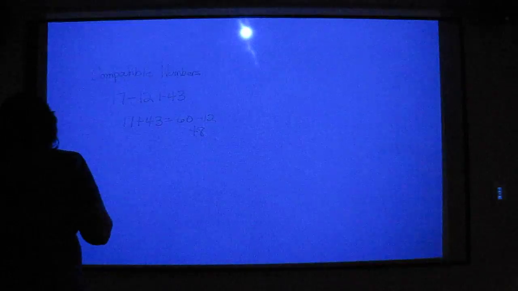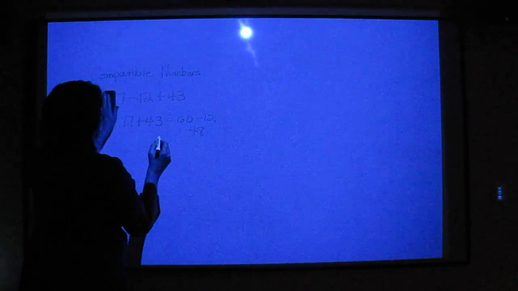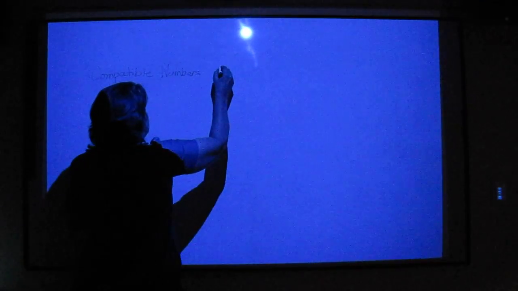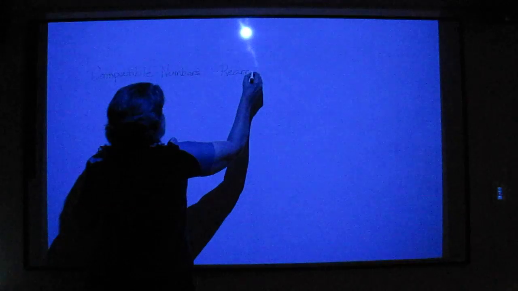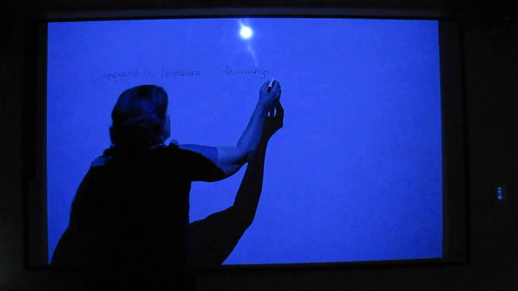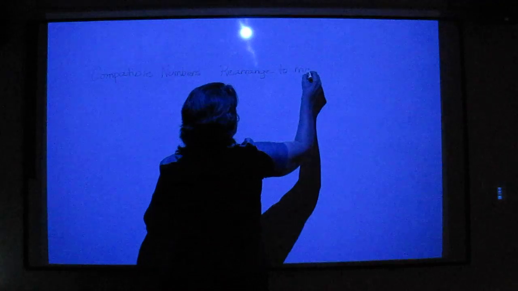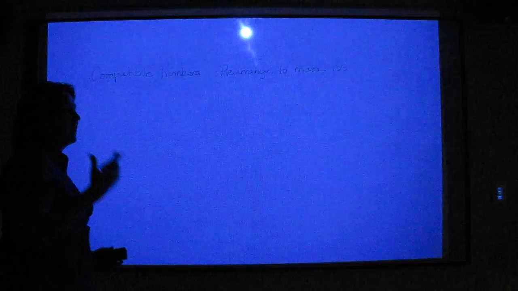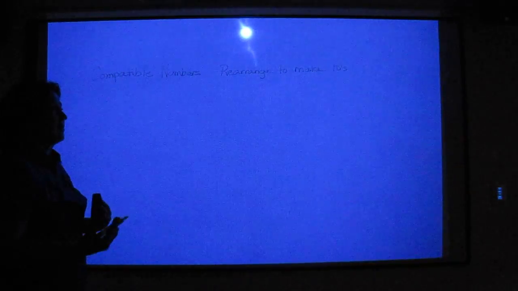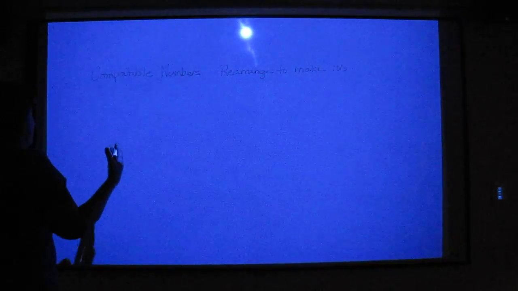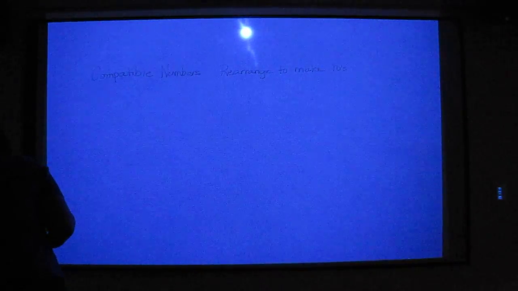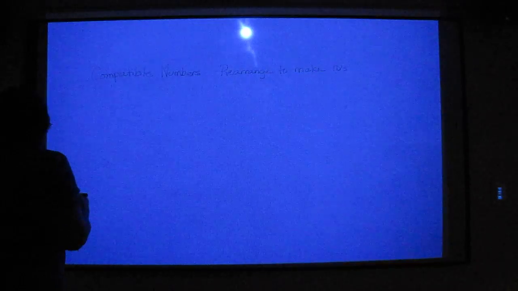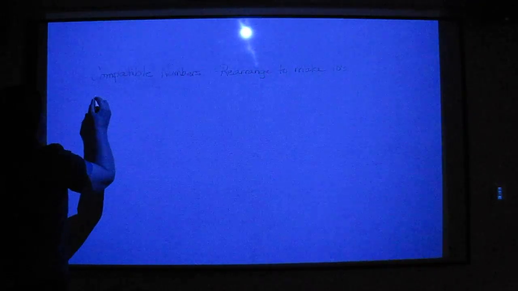Okay, so compatible numbers means rearrange to make a 10. A 10 meaning not 10, but any number that you can get to counting by 10. Anything 10, 20, 30, 40, 50, 60, etc. All right? A second concept for doing math mentally is called substitution.